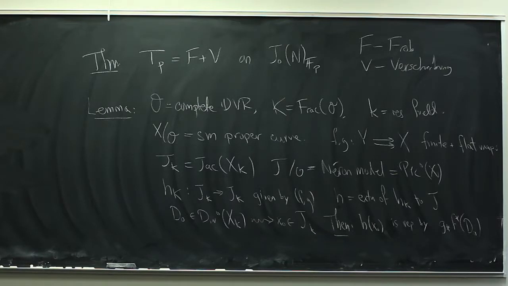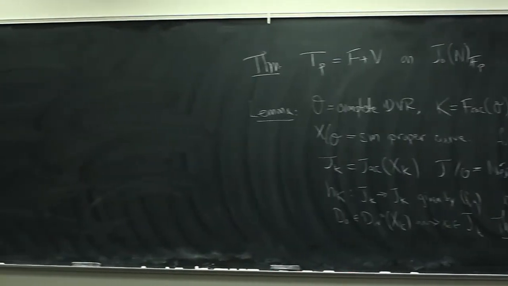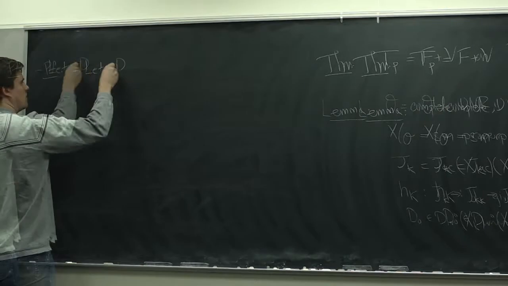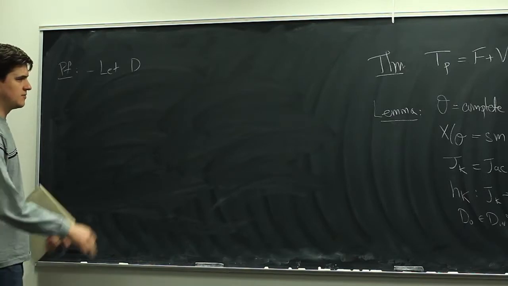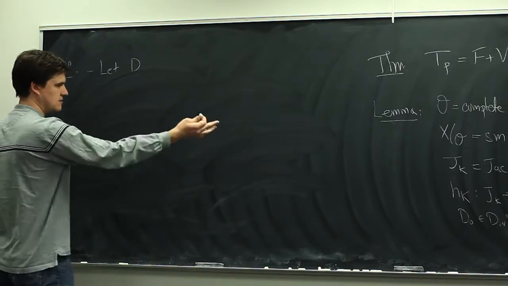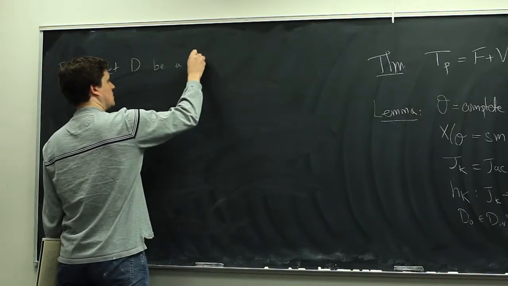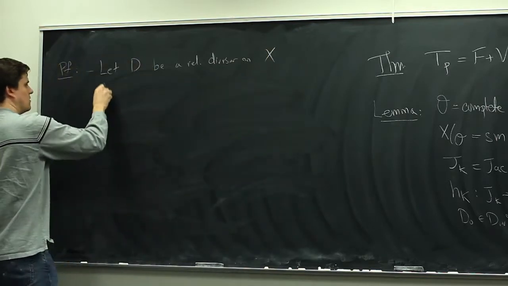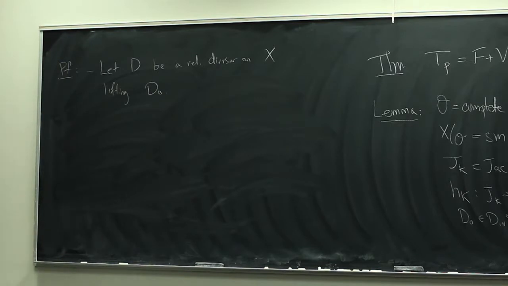Okay, so here's the proof. So I'm going to lift D_0 to a divisor on X. We need to use some kind of relative version of divisors here. I'm not going to go into the technical details, but this is supposed to be a divisor on X relative to O. So let D be a relative divisor on X lifting D_0. You can lift it because we're assuming X is smooth.